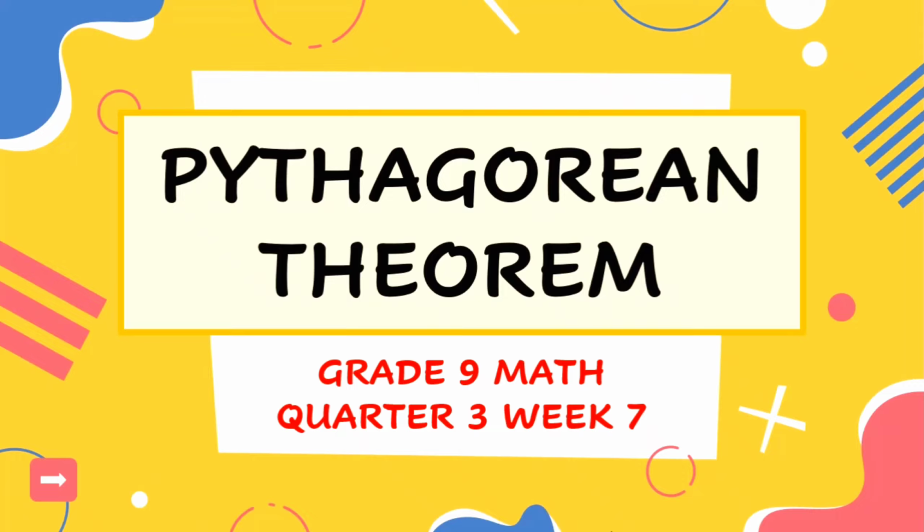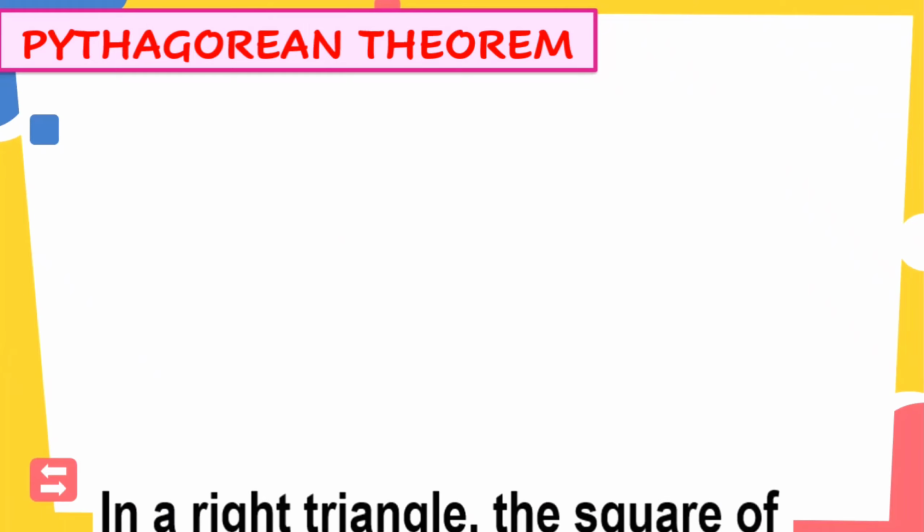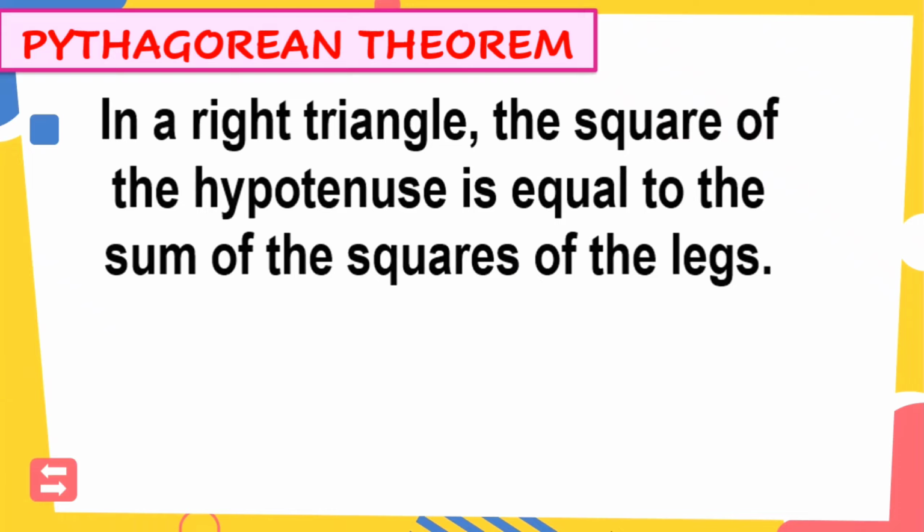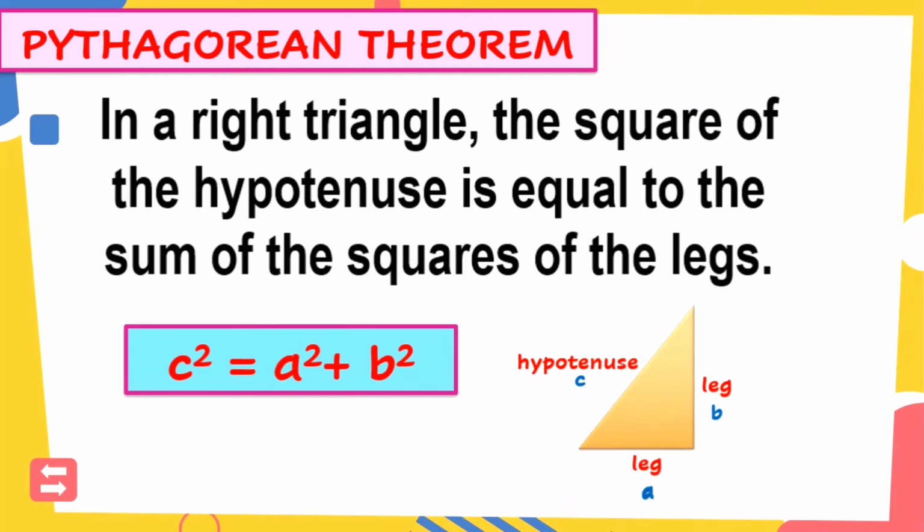So, ano nga ba ang ibig sabihin ng Pythagorean Theorem? When we say Pythagorean Theorem, in a right triangle, the square of the hypotenuse is equal to the sum of the squares of the legs. So, in symbols or in formula, we write it as c squared is equal to a squared plus b squared.